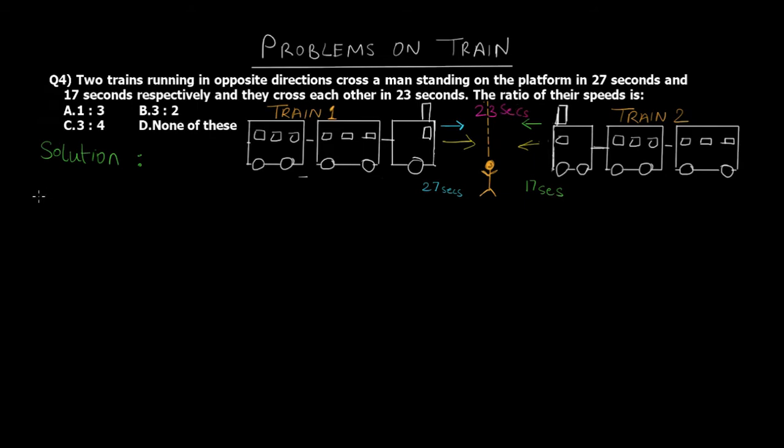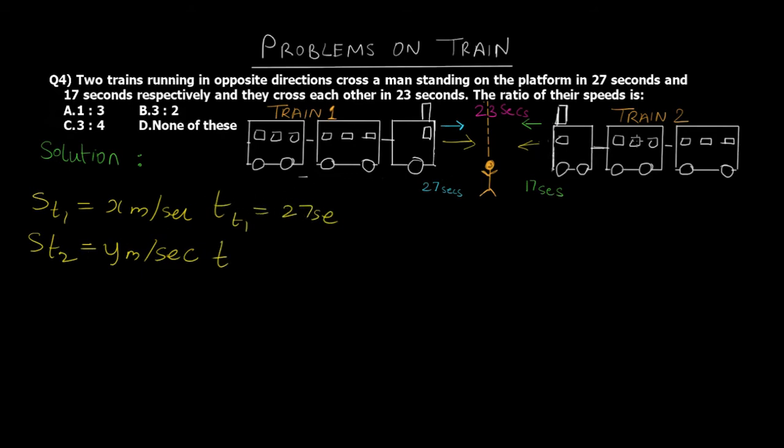So let's say the speed of train 1 be x meters per second and the speed of train 2 be y meters per second. We are just assuming their speeds. Now the time taken by train 1 to cross this man is equal to 27 seconds, and the time taken by train 2 to cross that man is 17 seconds.